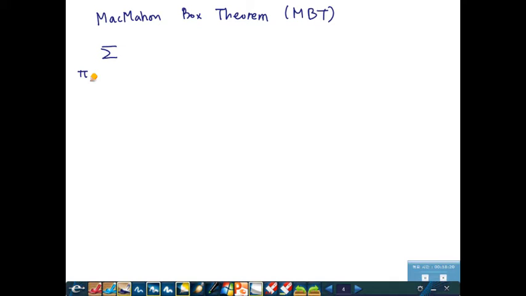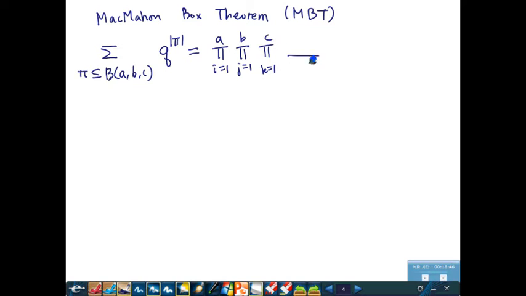And MacMahon was maybe the first one who considered plane partitions, I think. Yeah, but maybe I'm wrong. So he was interested in this object, and he had many interesting results. So this is a generating function for plane partitions inside this box, and it also has a nice product formula like this. Alright? This is the theorem due to MacMahon.